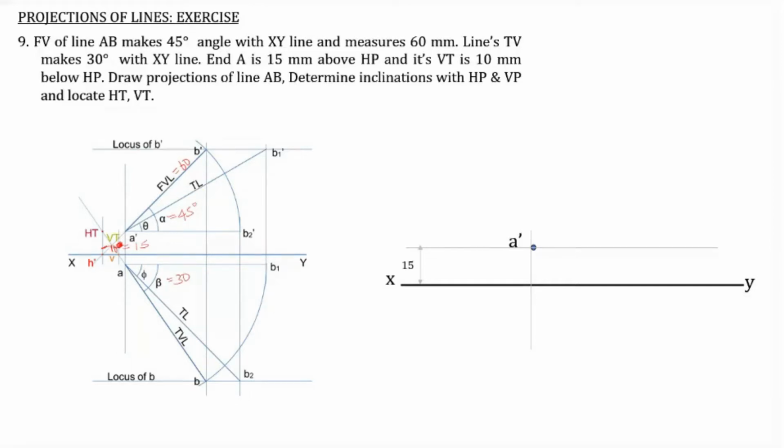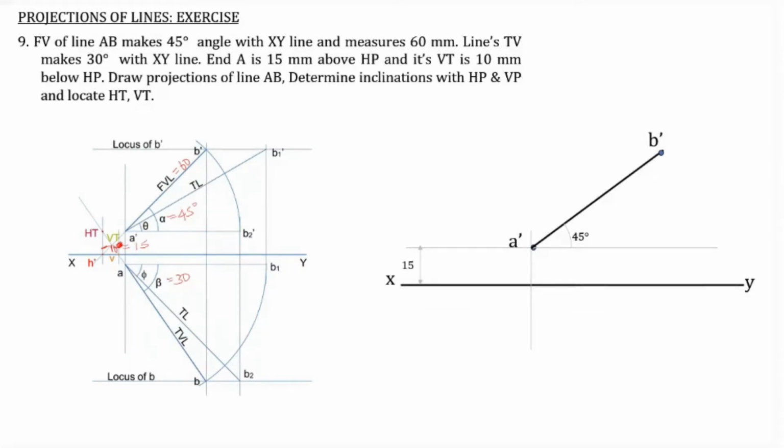Then the front view is completely known, that is front view makes 45-degree inclination with the XY line, so we can mark this 45-degree and the front view can be drawn. The length of the front view is also given, 60 millimeter, so that we can draw. So this point is point B dash.